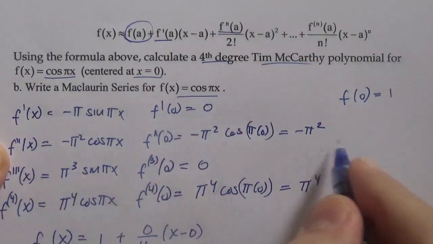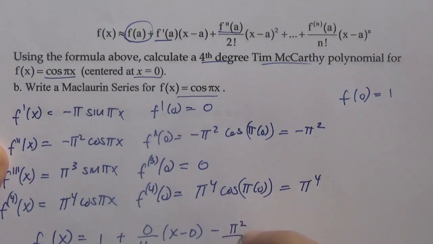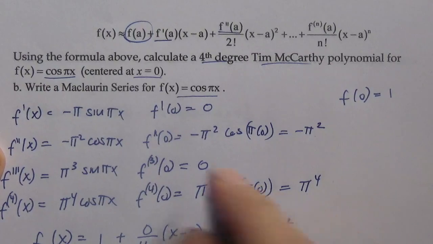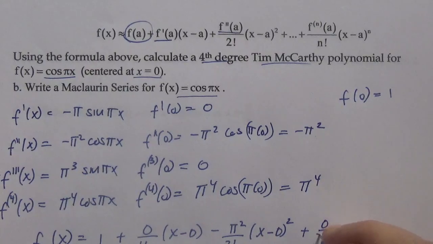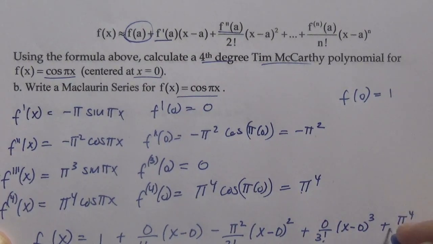My second derivative is negative pi squared, so this is negative pi squared over 2 factorial, x minus 0 squared. So this 2 and those 2 numbers are always the same. My third derivative is 0, that's the term that's kind of hidden here. So this is 0 over 3 factorial, x minus 0 cubed. Plus my fourth derivative at 0 divided by 4 factorial, x minus 0 to the fourth. It asked for a 4th degree polynomial because it knew that the odd terms all go away. So when you write out cosine, it's only going to have even powered terms.